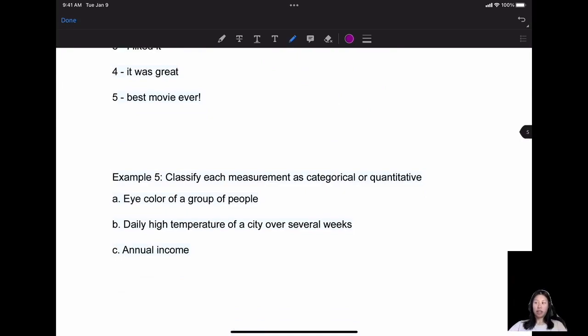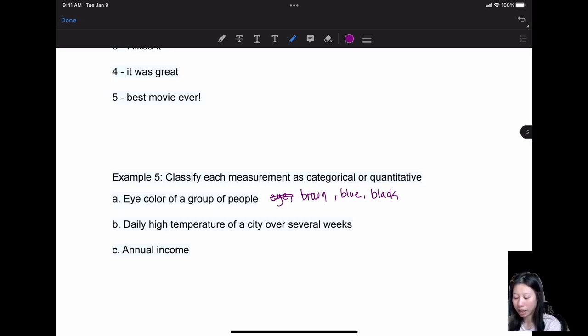So here are more examples. Can you try to pause the video and do it by yourself? Okay, so classify each measurement as categorical or quantitative. A, eye color of a group of people. Again, the responses that you can get maybe are brown, hazel, blue, black. These are categorical data. Really obvious.